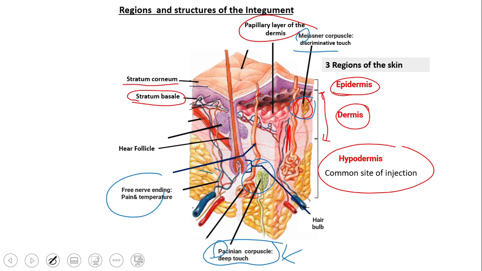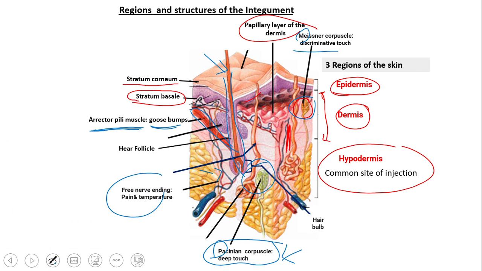We have the hair follicle, and inside that, we have the hair that goes out through the surface of the skin. Associated with the hair follicle, we have a smooth muscle, this one here, that we call the erector pili muscle. It is the one that, when it contracts, makes our hair stand up, which is goosebumps. This happens during cold or if we are nervous.